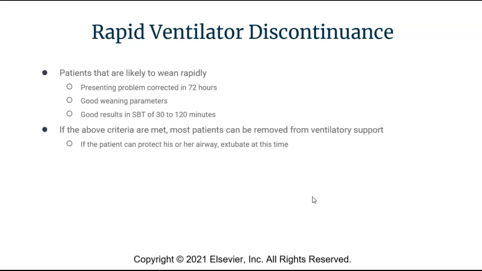So rapid vent discontinuation is going to be for patients that usually have their initial problem corrected within 72 hours. They've achieved good weaning parameters. They have good spontaneous breathing trial results in that first 30 minutes. Usually spontaneous breathing trials don't last more than around 30 minutes, sometimes up to 2 hours. So if the above criteria are met, these patients are quickly removed from vent support. And if the patient can protect their own airway, that means that they're getting extubated as well.